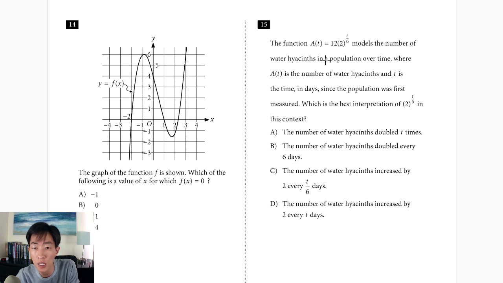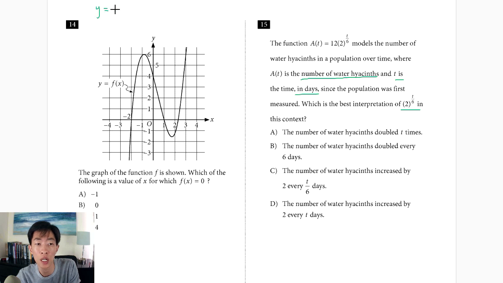Question 15, the function A of t equals 12 times 2 to the t over 6 models the number of water hyacinths in a population over time, where A of t is the number of hyacinths and t is the time in days since the population was first measured. Which is the best interpretation of that thing in this context? So when you're reading a problem like this, you should automatically recognize that this is an exponential growth or exponential decay problem. The equations all follow the same form.